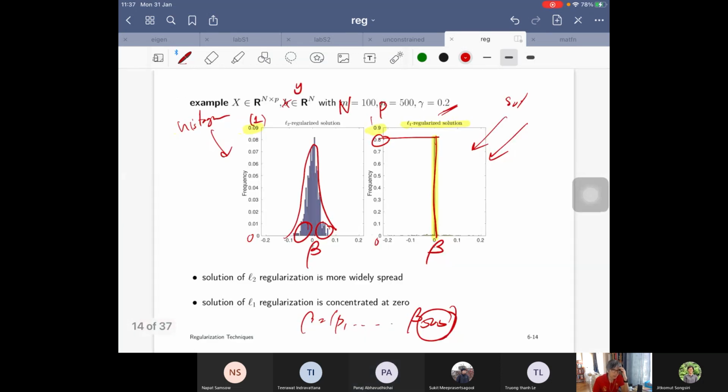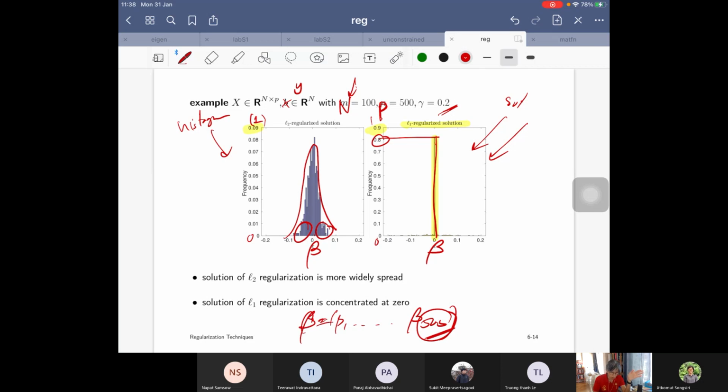Yes, I have a question. Does this imply that the number of non-zero beta cannot be more than n? Which n, big N here? Big N, yes. No, it's not about big N. I have 500, that's P. I have 500 elements in the vector beta.